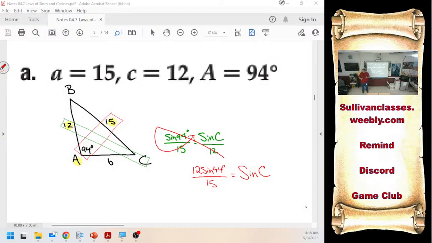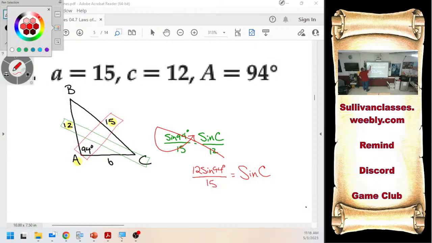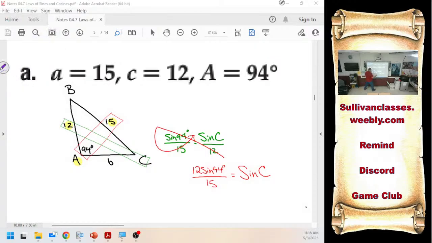Arc functions. Okay, I undo sine with arc sine. If I want to know what angle C itself is, I need to do arc sine of that. That'll get me the angle. A little bit better?